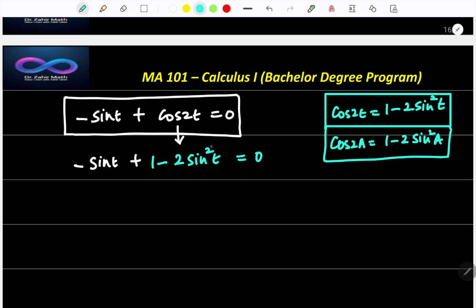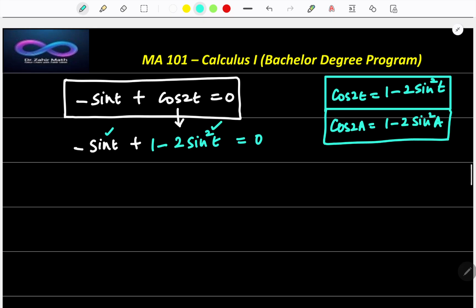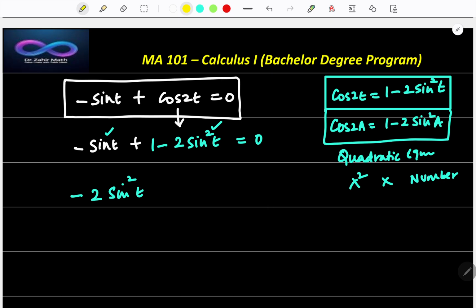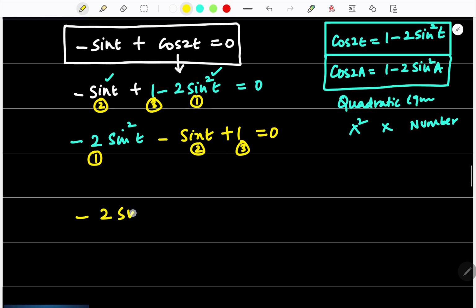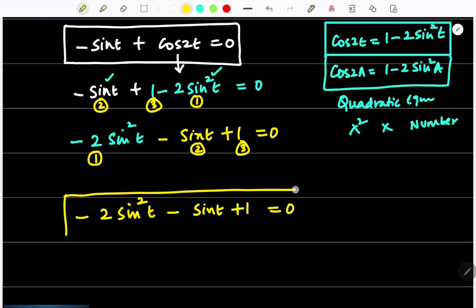Now, if you look here, there is a square, there is a power 1, there is a number. I'm going to write in the quadratic equation model. What is the quadratic equation model? X square, x, number. So first I will write minus 2 sine square t. Second I'm writing minus sine t. Third I'm writing plus 1 equal to 0. All in the same place, so no sign change, right? So I'm getting the equation minus 2 sine square t minus sine t plus 1 equal to 0. This is my equation, right?